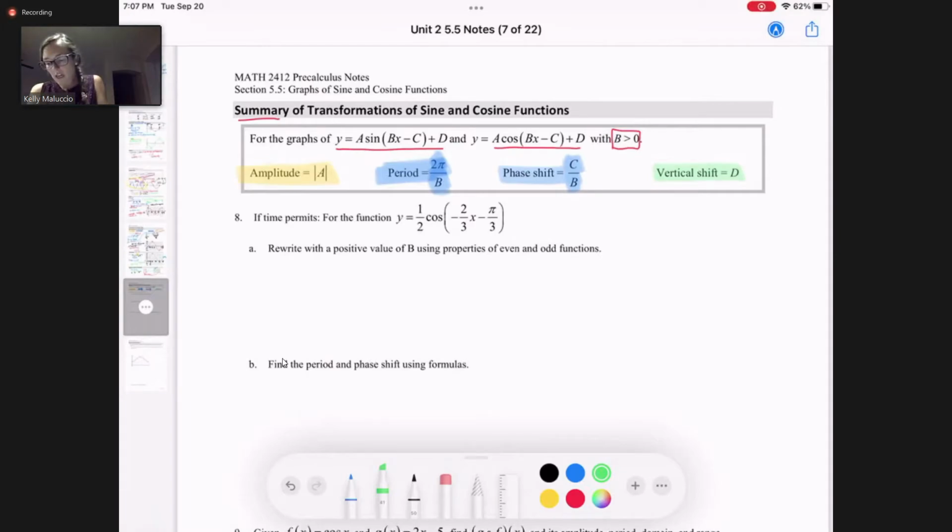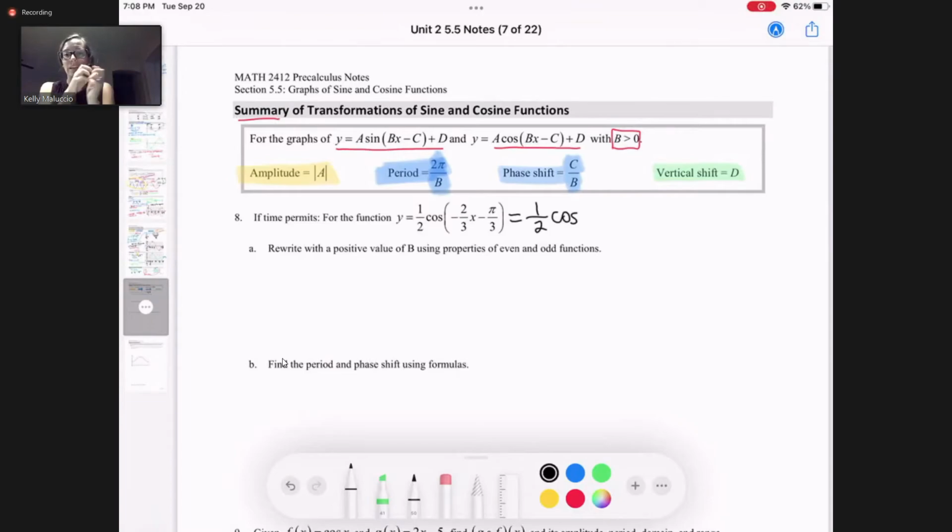So looking at this, for the function 1/2 cosine negative 2/3 x minus pi over 3, our B is negative. So what do we do here? We want to rewrite this. I'm going to keep 1/2 the same. The amplitude stays the same. I'm not changing anything. I'm just writing this so that it's in the form of cosine negative x, negative something.